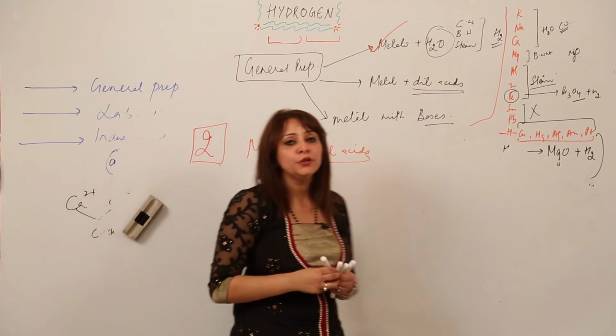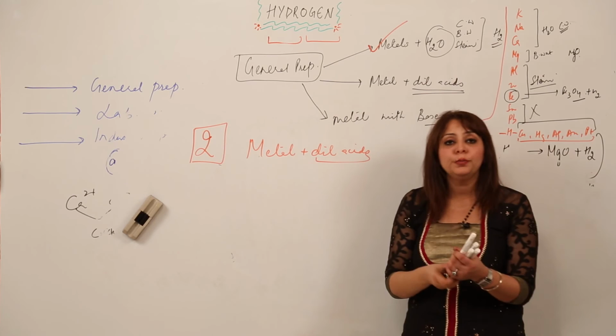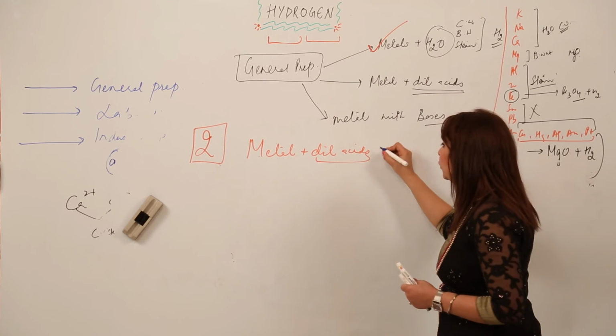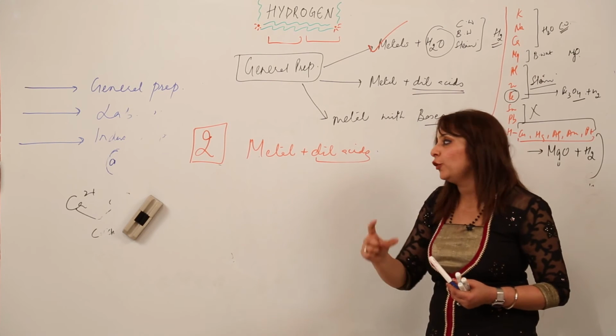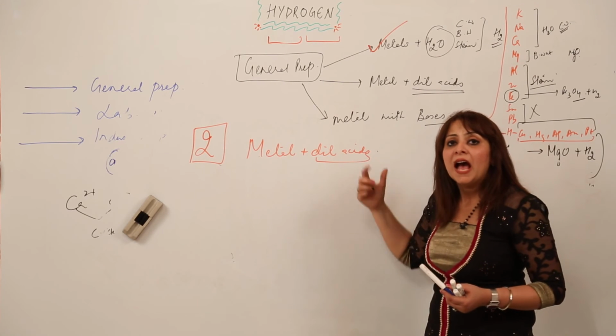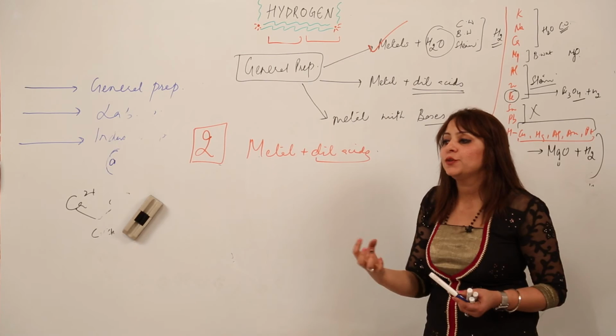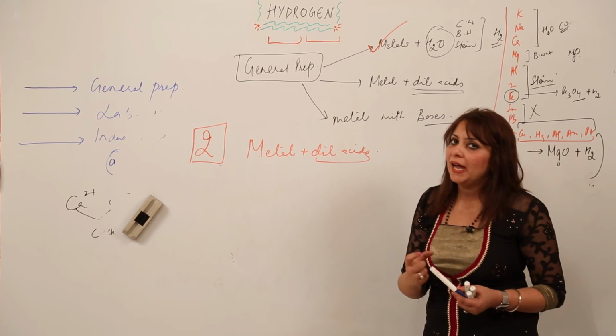So first of all, you should know what kind of dilute acids to be used, right? So we generally use, you know the term dilute acid? Dilute acid is that, first of all, you should know what an acid is. Acid is that substance which when added in water just produces hydrogen ions, right?